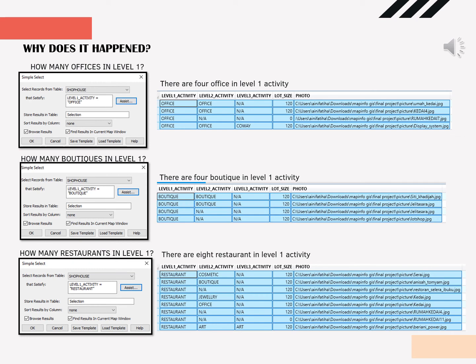Then, why does it happen? First, how many offices are in level 1? There are 4 offices in level 1 activity. Second, how many boutiques are in level 1? There are 4 boutiques in level 1 activity. And last, how many restaurants are in level 1? There are 8 restaurants in level 1 activity.